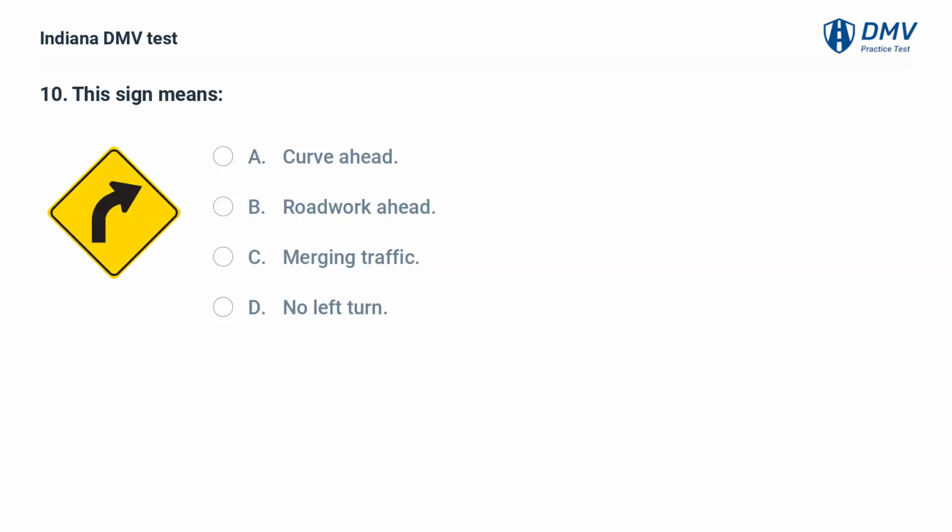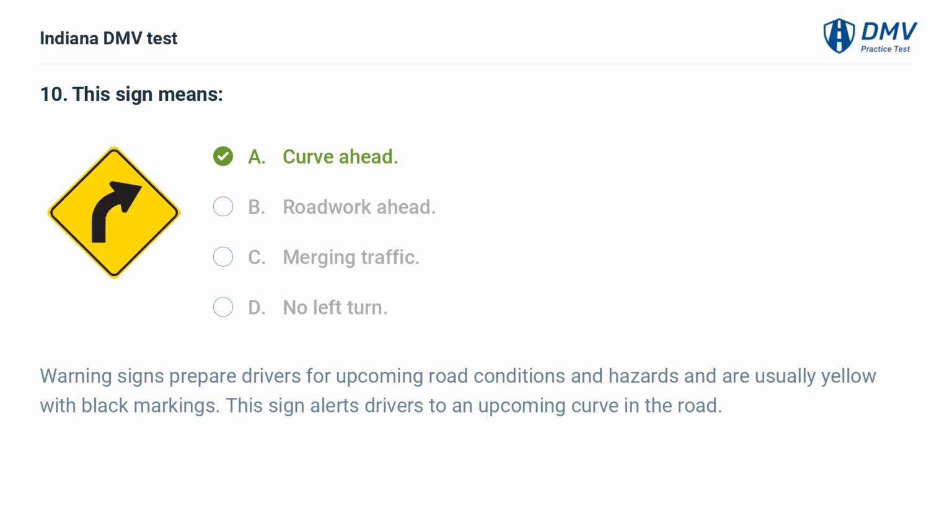This sign means A. Curve ahead. B. Roadwork ahead. C. Merging traffic. D. No left turn. A. Curve ahead. Warning signs prepare drivers for upcoming road conditions and hazards and are usually yellow with black markings. This sign alerts drivers to an upcoming curve in the road.